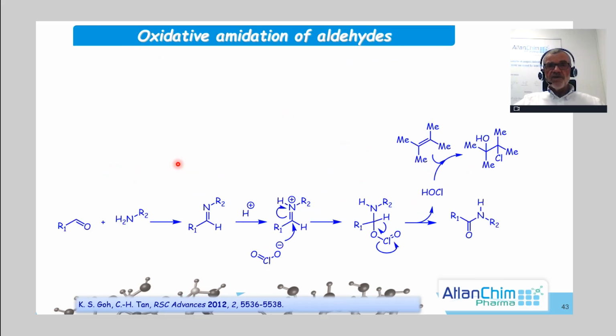Concerning the mechanism of this transformation, it has been proposed that the aldehyde and amine first undergo a condensation reaction to form an imine. The imine nitrogen is next protonated by the acid, and the chlorite ion attacks the imine carbon here, which then oxidizes to the amide. 2,3-dimethyl-2-butene acts as a scavenger of hypochlorous acid.